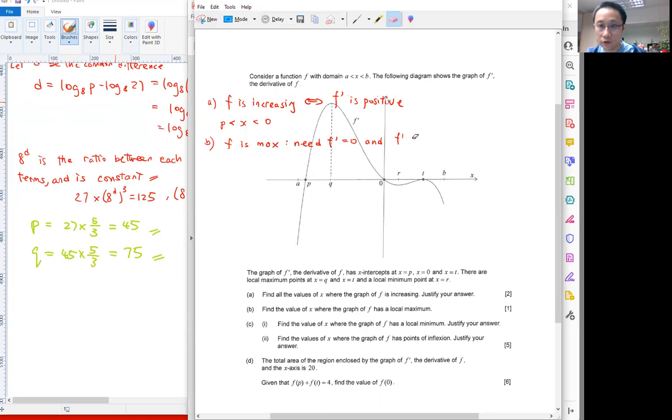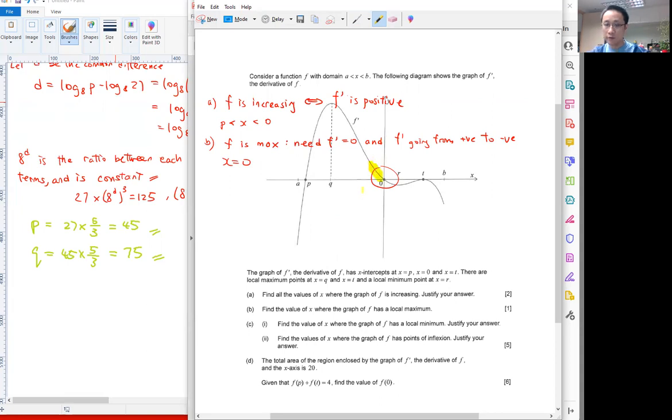And we need f dash to go from positive to negative. And yes, you can write in English, explaining your answers. The answer should be here. There's only one mark, but I'm pretty sure you still need to justify your answer.